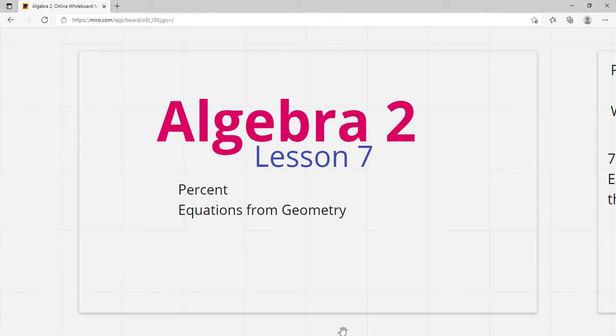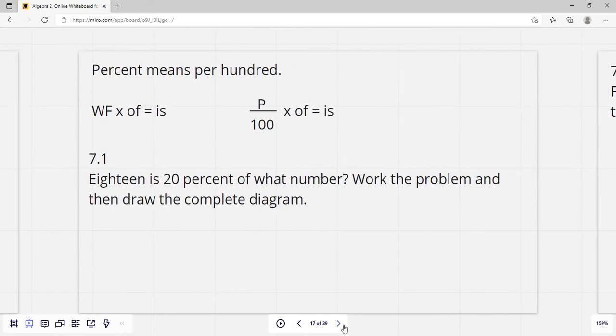Hello everyone, this is Algebra 2 Lesson 7, and this lesson covers percent and equations from geometry. Alright, percent. Percent means per hundred.